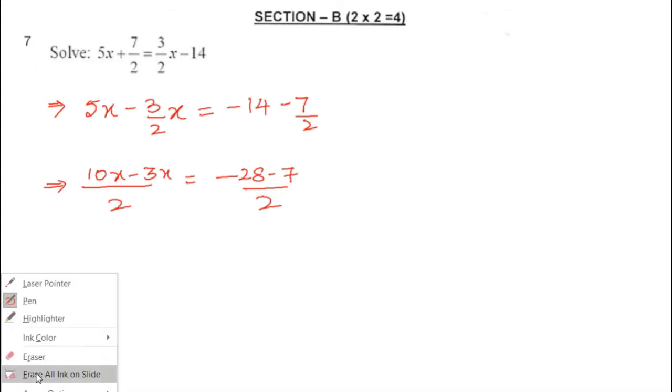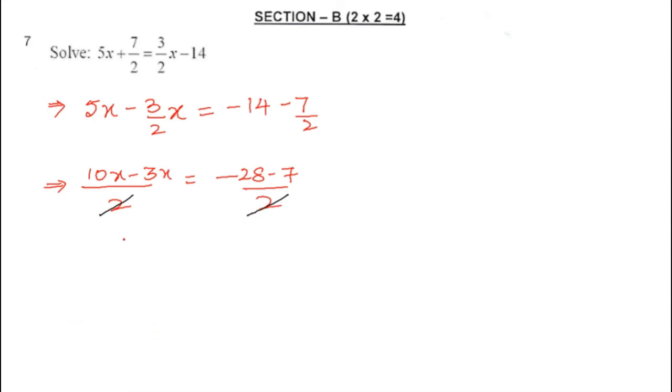We can simplify at this stage by cancelling out this 2. Then 10x minus 3x is 7x, which is equal to minus 35. Negative 28, negative 7, the combination gives negative 35. So the value of x is negative 35 by 7, which is negative 5.